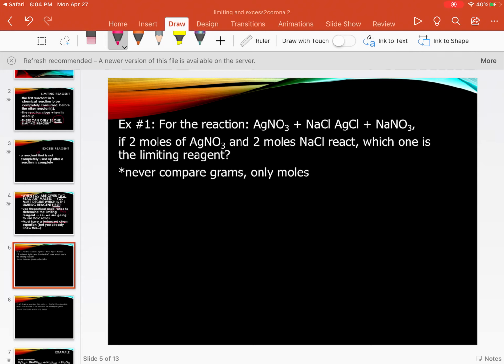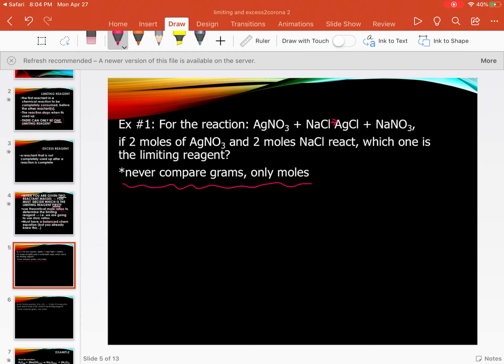For these 2 questions, it's missing an arrow, sorry about that. The first 2 examples we're going to do look at a limiting reagent if you already have moles. Again, we're never going to compare grams, only moles. We already talked about this a little bit, about stoich ratios and what the mole amounts actually mean.